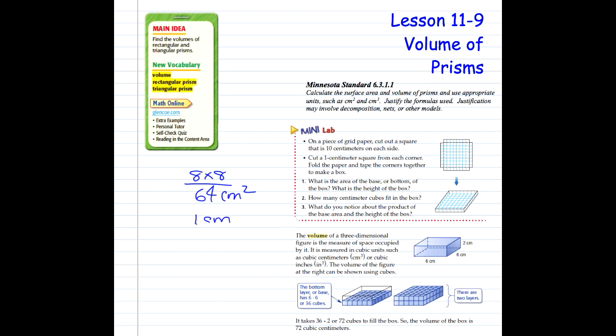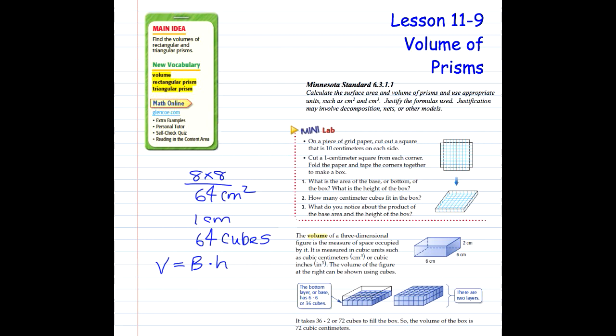How many centimeter cubes fit in the box? That would be 64. What do you notice about the product of the base area and the height of the box? Well, the area of the base times the height equals the volume. The volume of a three-dimensional figure is the measure of space occupied by it. It is measured in cubic units such as cubic centimeters or cubic inches.